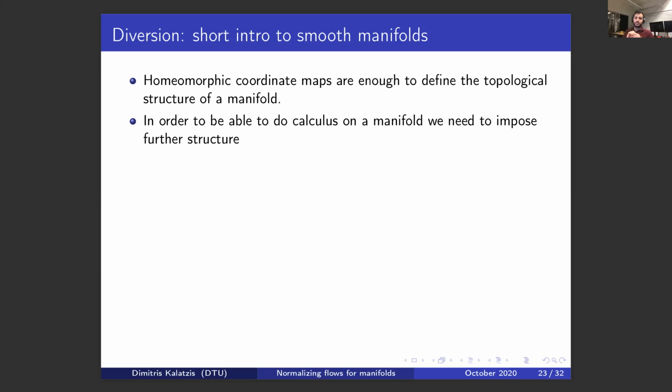So homeomorphisms are enough to concretely define topological manifolds, but if we want to do anything interesting on our manifolds, such as estimate densities and differentiate through density functions, then we need to be able to do calculus on them. So we need to impose further structure on our manifold. So how do we do that?